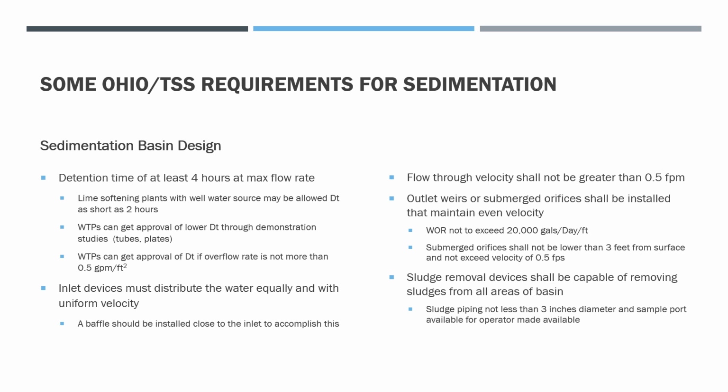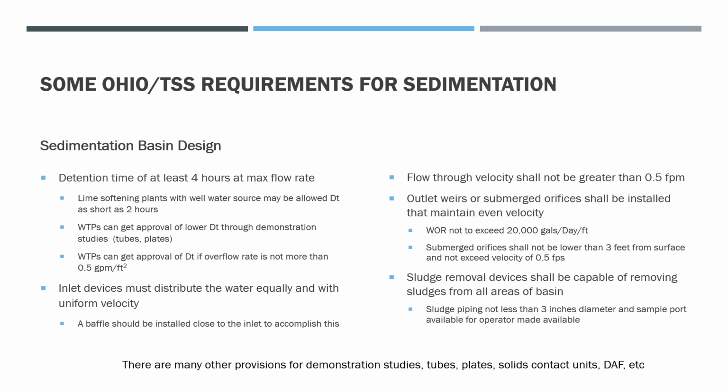The outlet weirs or submerged orifices of a basin have to be installed so that they maintain an even velocity, and they don't want the weir overflow rate to exceed 20,000 gallons per day per foot. Of course, the submerged orifices shall be no lower than 3 feet from the surface and not exceed a velocity of 0.5 feet per second. They have to have sludge removal devices. They have to be capable of removing sludge from all areas of the basins. And the sludge piping shall not be less than 3 inches diameter, with a sample port available for operators to be able to take samples of the sludge.